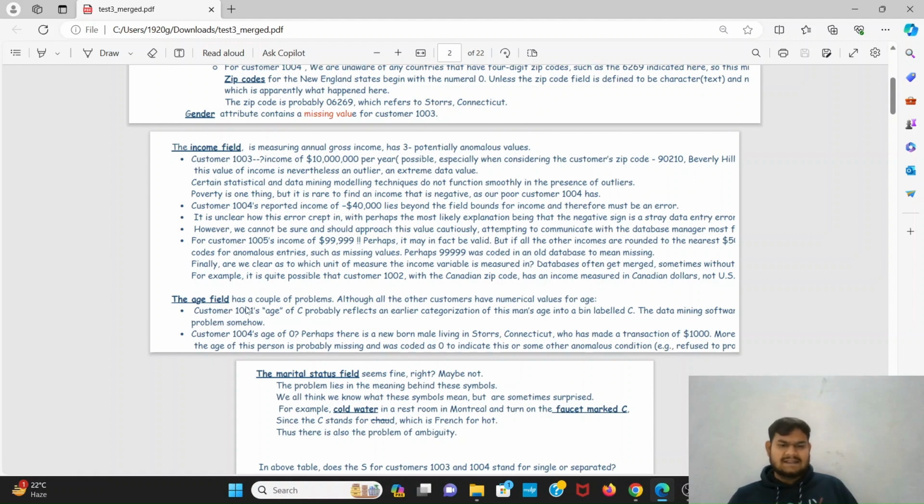The age field has a couple of problems, although all other customers have numerical values for age. Customer 1001's age of C probably reflects an earlier categorization of the man's age into a label C. Customer 1004's age of 0: perhaps there is a newborn male living in Storrs, Connecticut, who made a transaction of $1,000? The age of this person is probably missing and was coded as 0 to indicate this or some other anomalous condition.